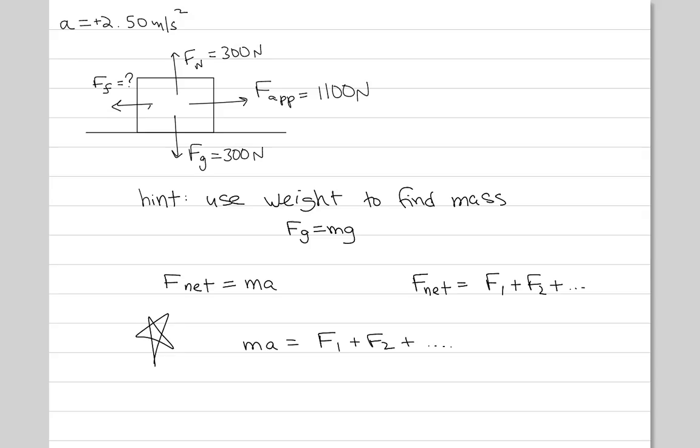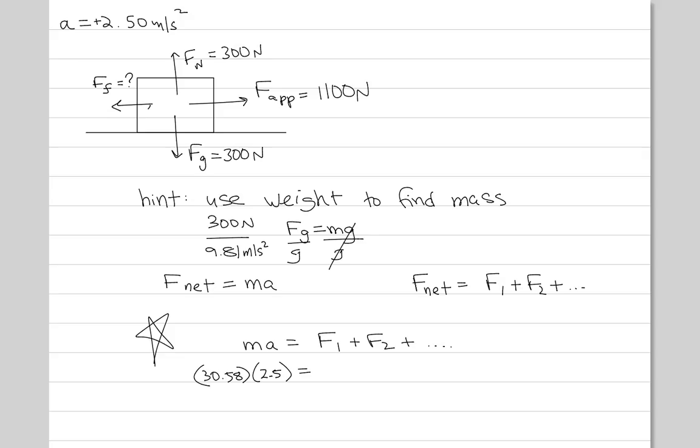So you were able to find the mass by dividing out g. So this 300 newtons divided by 9.81 meters per second squared. 300 divided by 9.81, I'm getting 30.58. They gave me an acceleration of 2.5. Now we just need to do the vector sum of the forces involved. And there's only two, correct?